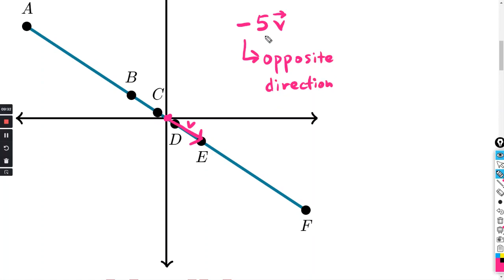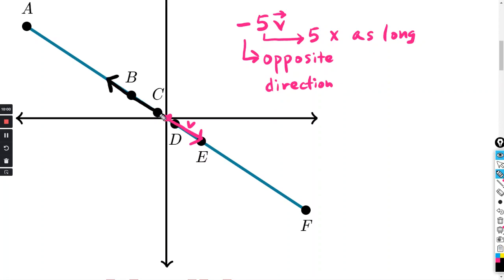And the 5 means that it's going to be 5 times as long. 5 times the magnitude. So let's see. The vector we're looking for has to be going this way.